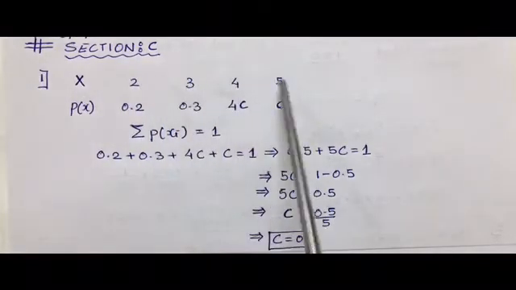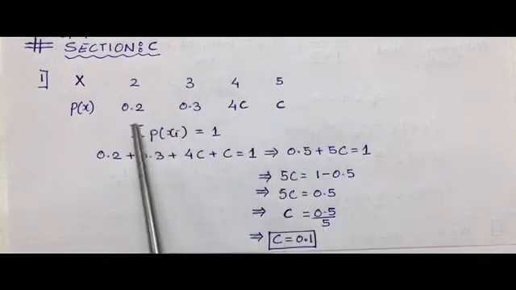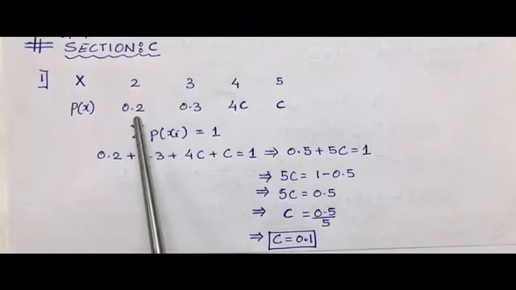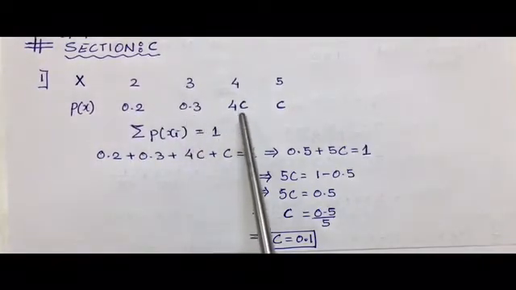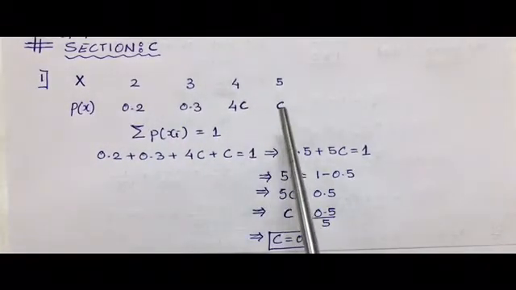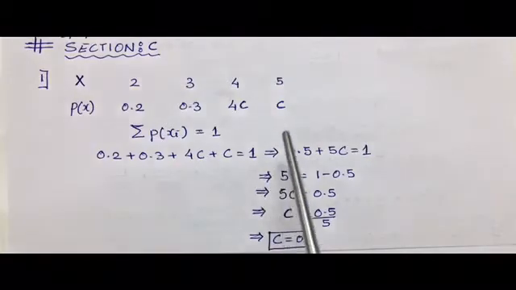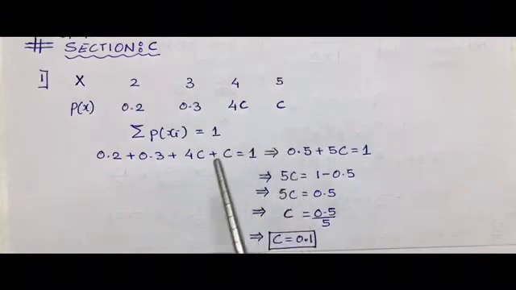2, 3, 4, 5 are the values of x and their corresponding probabilities 0.2, 0.3, 4c and c. Now the question asked over here is, determine the value of c. Now we need to calculate the value of c.